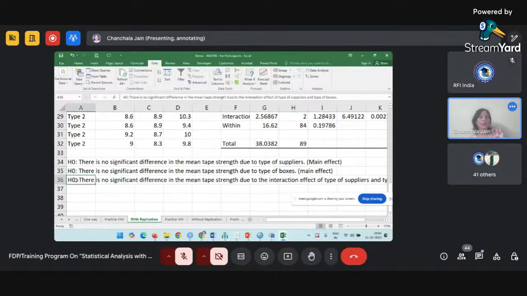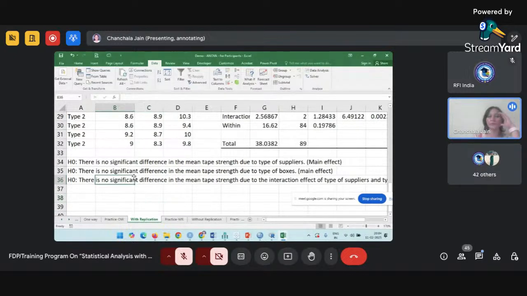And the last thing, when you are considering both, that means from a particular supplier you are taking a particular box, in that case also you can find that mean tape strength is varying. That means there is a difference existing in the mean tape strength when you are considering the type of supplier and the type of box both together. So this is the meaning of the two-way ANOVA with replication case.